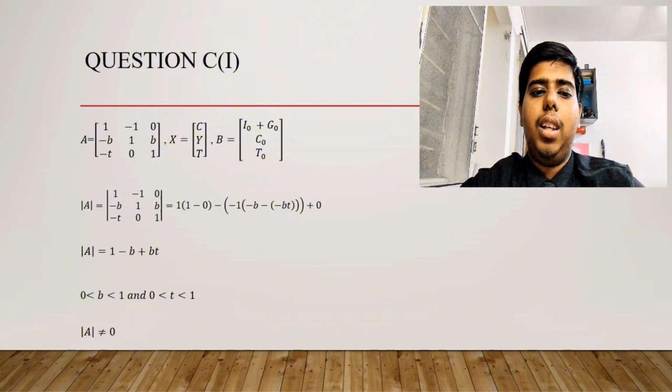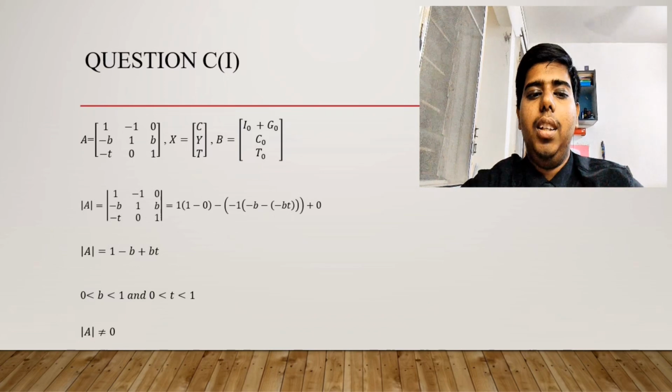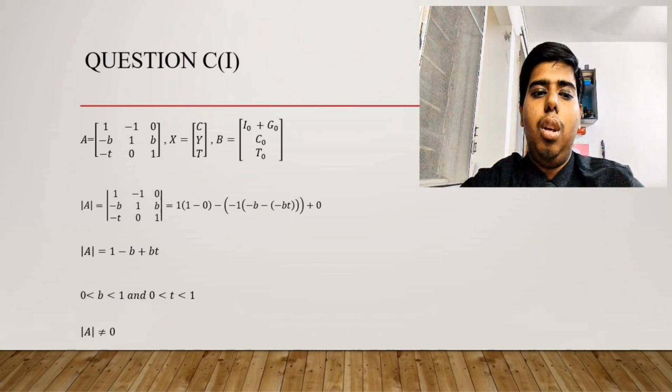First, we expand along the first row. The first minor gives 1 times 1 minus B times 0, which is 1. The second term involves negative 1 times the determinant of the submatrix excluding the first row and the second column, which simplifies to negative B plus BT. With the minus sign from cofactor expansion, this becomes positive B minus BT in the full expansion. Putting it together, the determinant equals 1 minus B plus BT.